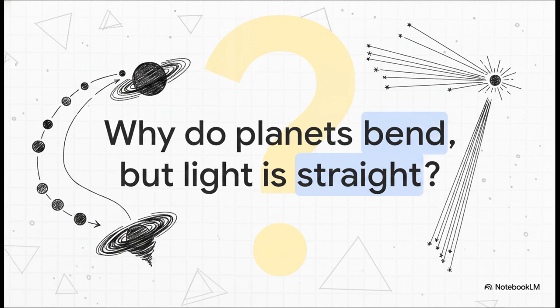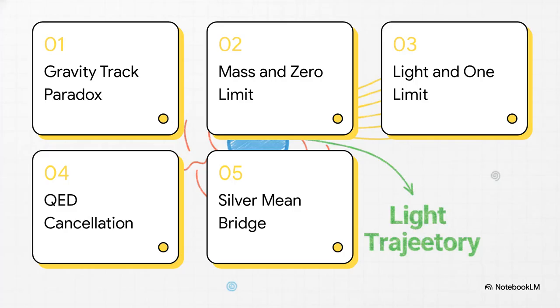Why the difference? Since we're dealing with some pretty high-level theoretical physics today, here's our roadmap. We'll be covering: 1. The gravity track paradox, 2. Mass and the zero limit, 3. Light and the one limit, 4. QED phase cancellation, and finally, 5. The silver mean bridge. Let's get right into it.